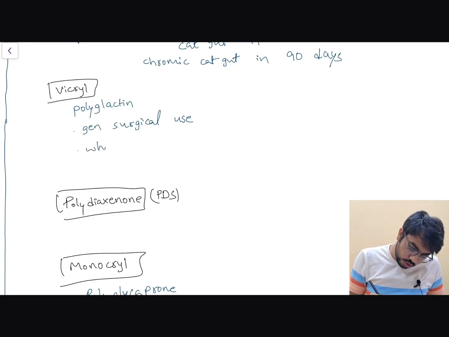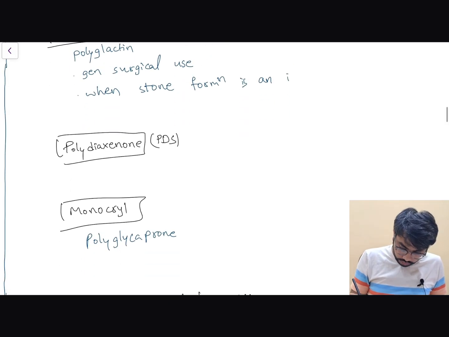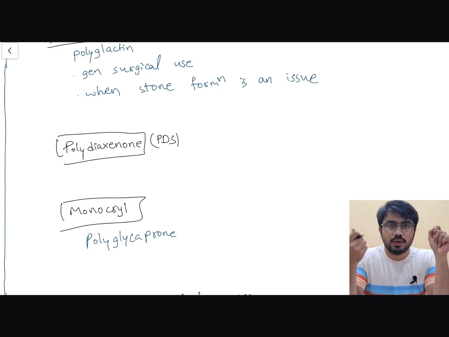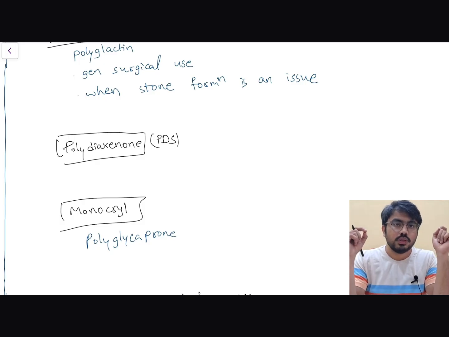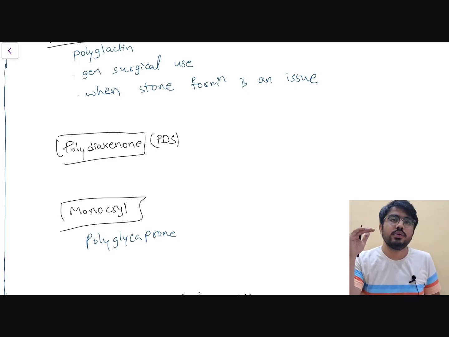But whenever you want to suture a tissue where stone formation is at risk, means what? Suppose I am doing a surgery related to the gallbladder, stone formation is always a risk. Then which suture do I have to use? Vicryl suture. Suppose I am dealing with a case of ureter, there also there is risk of stone formation. Again I have to use a Vicryl suture. So whenever stone formation is an issue, I can use a Vicryl suture.